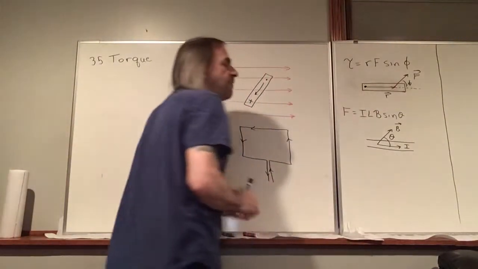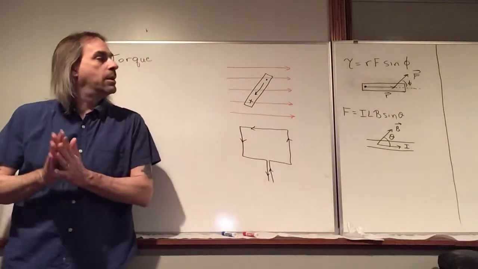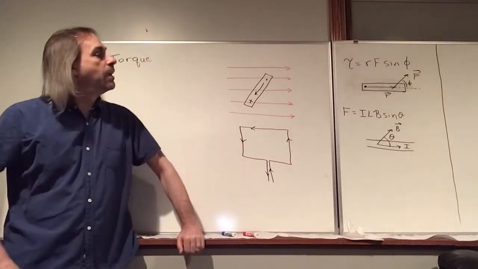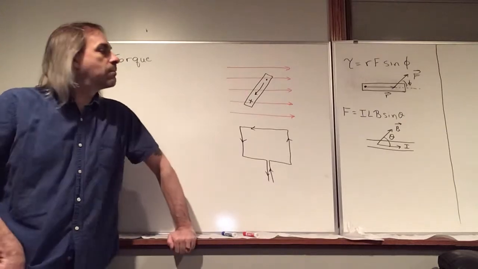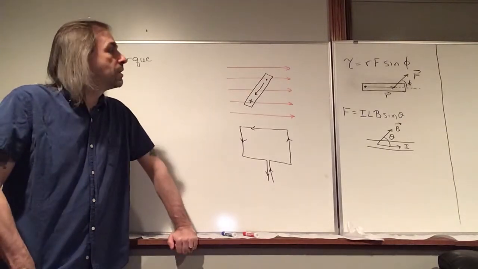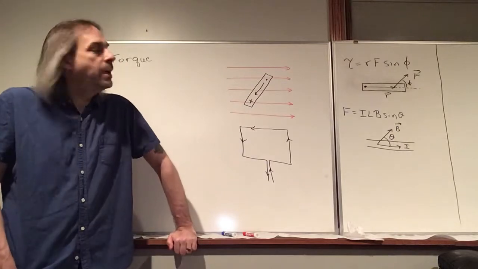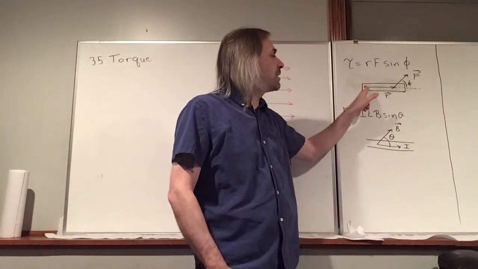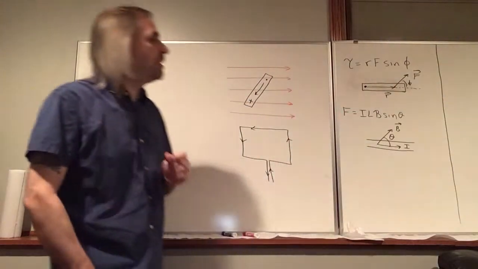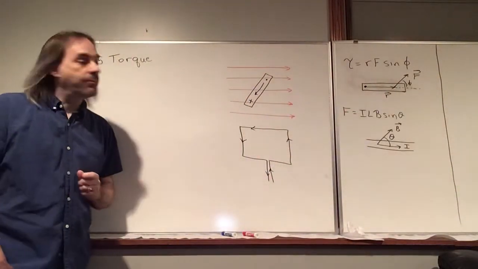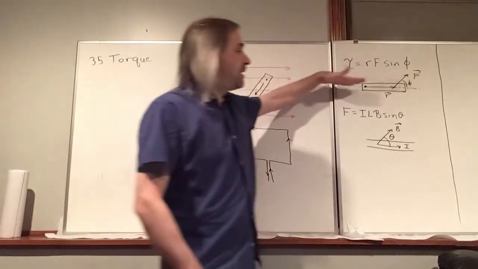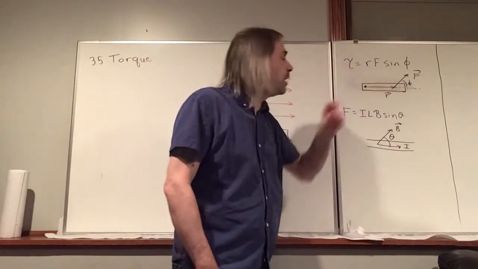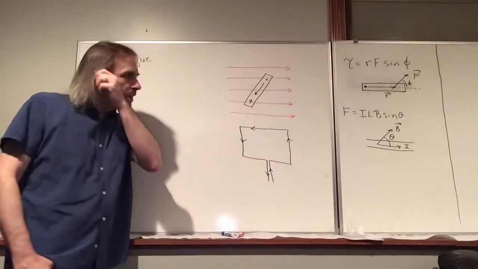Say we apply a force a distance r from that axis of rotation. The force could be at any angle, so I just drew an arbitrary one. We'll define r as the distance from the axis of rotation to where the force is applied. I drew an r vector pointing from the axis of rotation to where the force is applied.